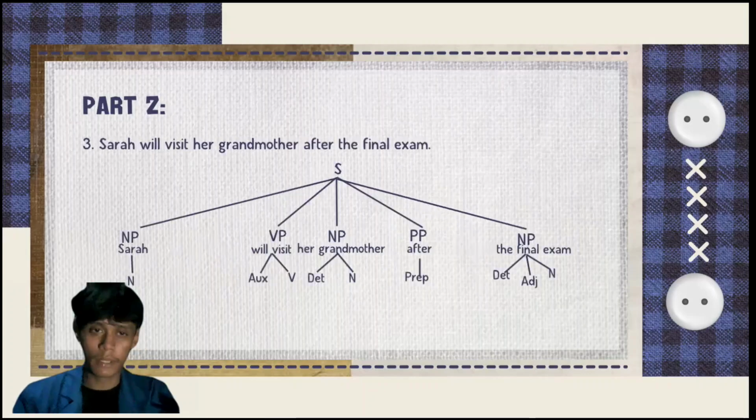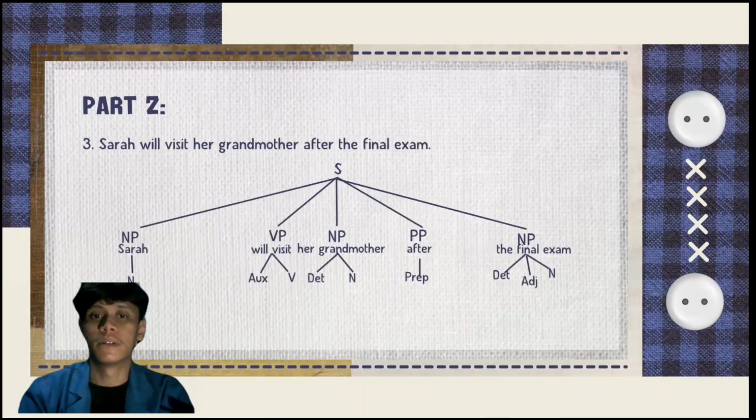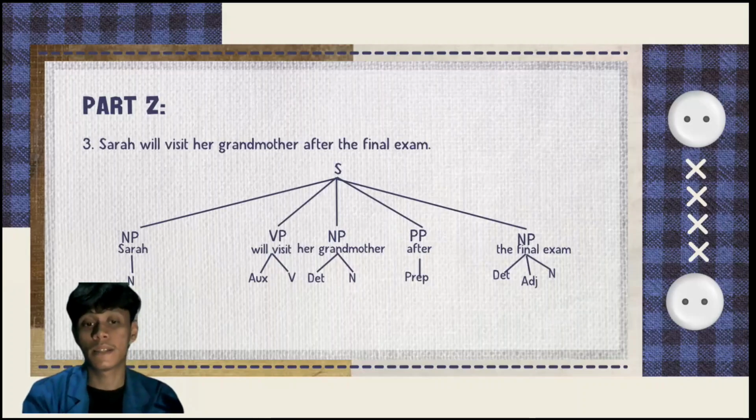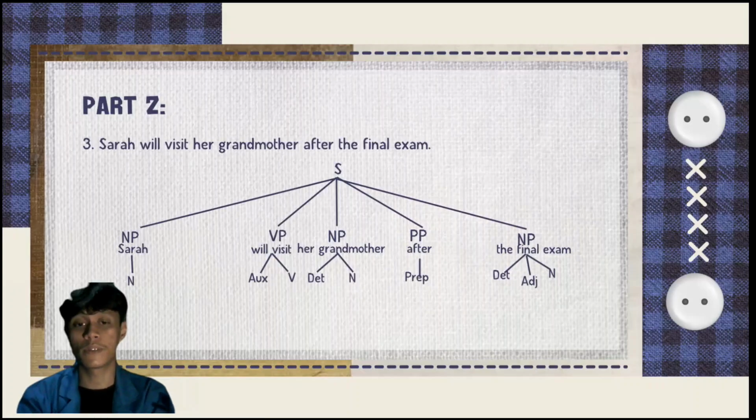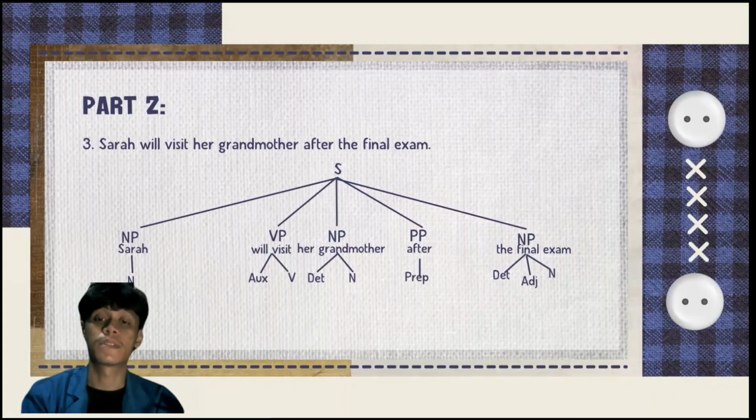Number 3: Sarah will visit her grandmother after the final exam. Noun phrase: Sarah is a noun. Verb phrase: will visit, aux and verb. Noun phrase: her grandmother. Her grandmother is determiner and noun. Prepositional phrase: after is a preposition. And then the noun phrase is the final exam. The final exam is determiner, adjective, and noun.